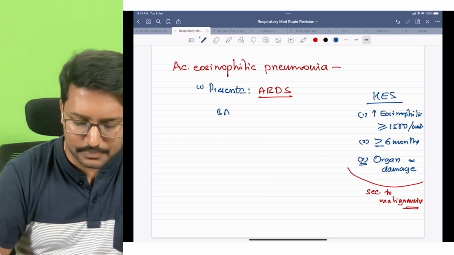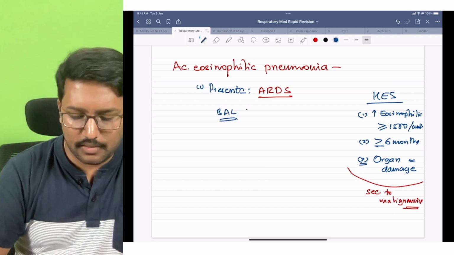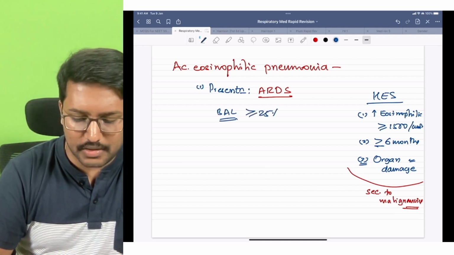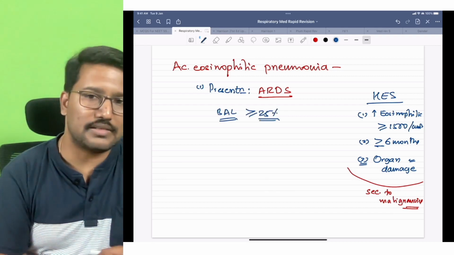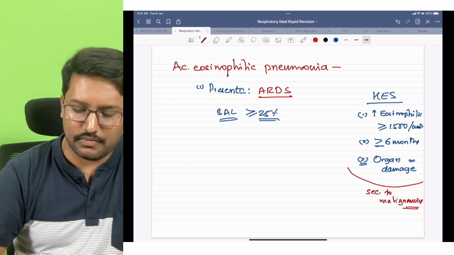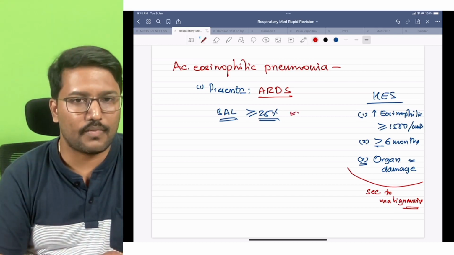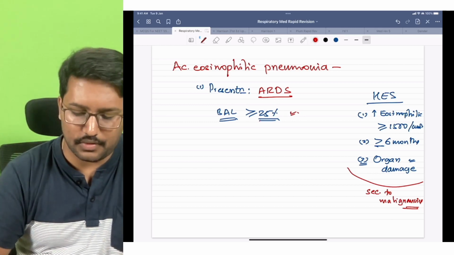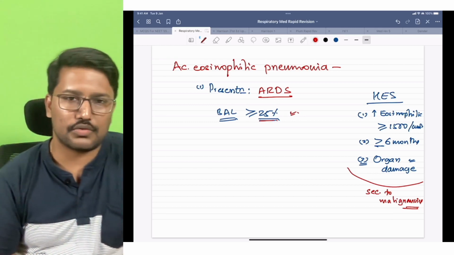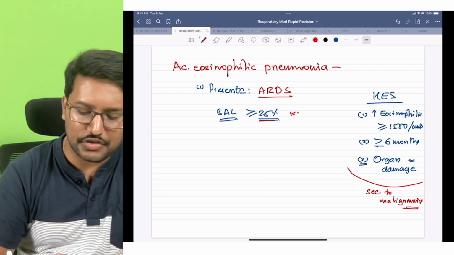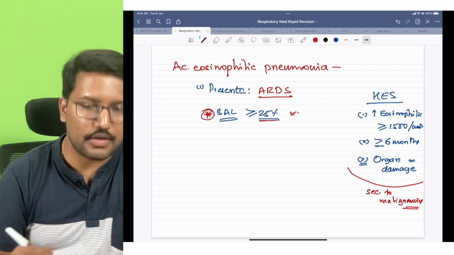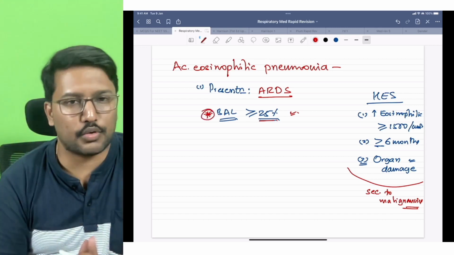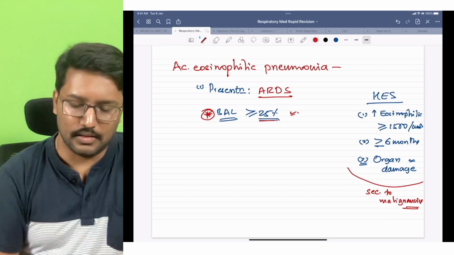When you do BAL, if you notice that 25% or more of the cells are eosinophils, that is the point where you start thinking of acute eosinophilic pneumonia. More than or equal to 25%, you start thinking of it. So this is your first potential clue: BAL fluid eosinophil count more than 25%.